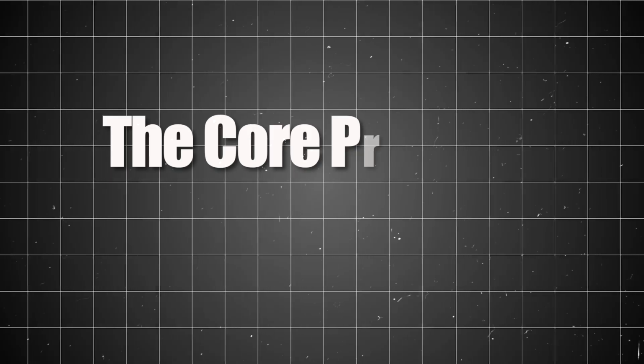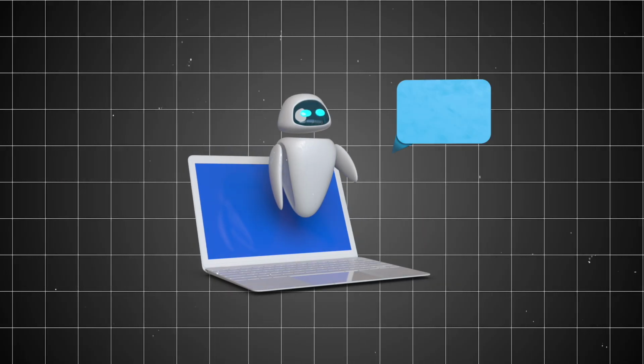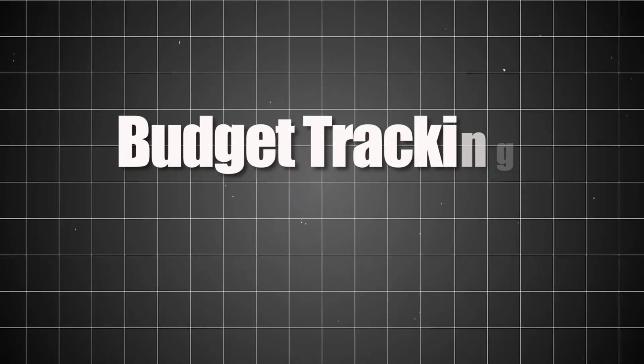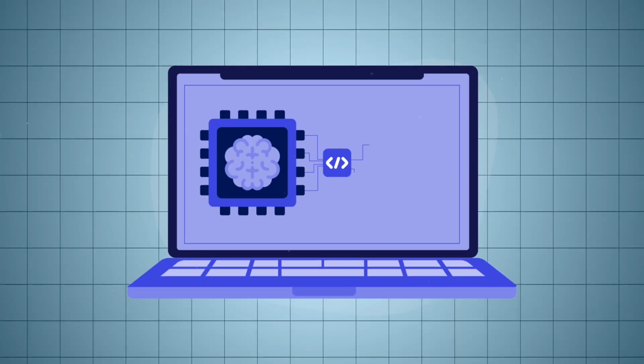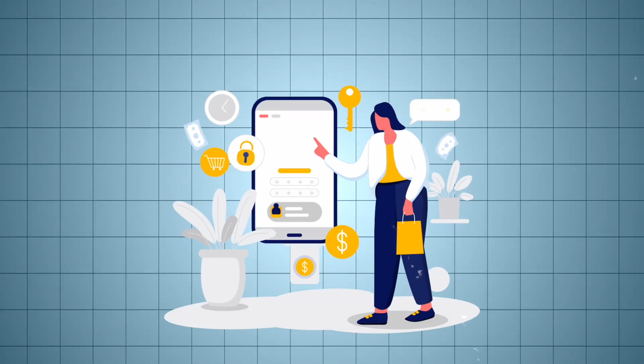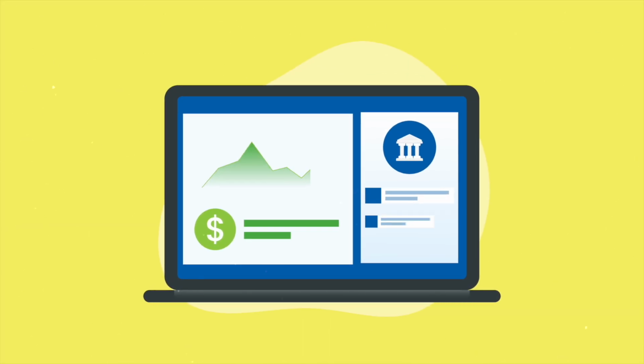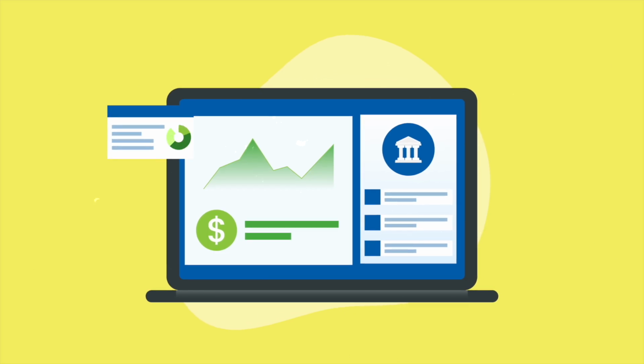The core product, what the bot actually does. At its heart, the bot does three things exceptionally well. Budget tracking automation: it connects to users' accounts, categorizes transactions, reconciles credit cards, detects recurring payments, and shows a real-time what-if runway. No manual spreadsheets, no guessing. Just clear, automatic visibility into cash flow and upcoming obligations.